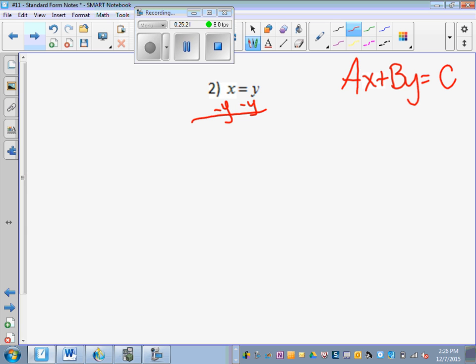Good. x minus y equals 0. What is my leading coefficient here? 1. Yeah, the number in front of x is 1. So my leading coefficient's 1. It's positive, so we're good there. Are there any fractions? No. Any decimals? No. So here's your answer.